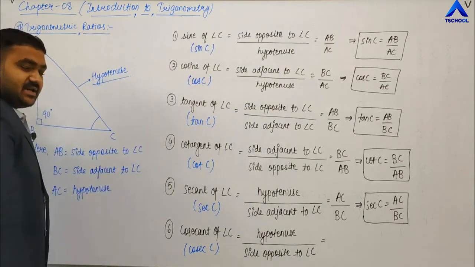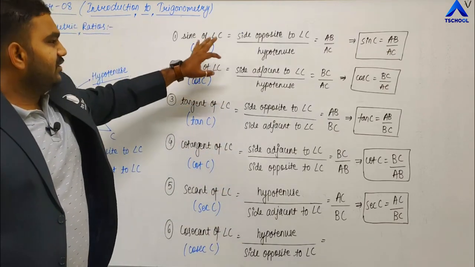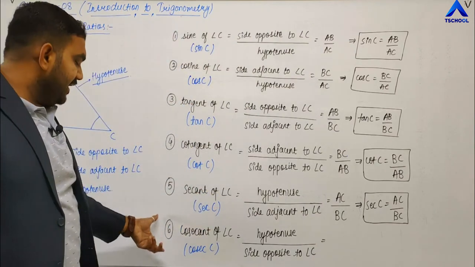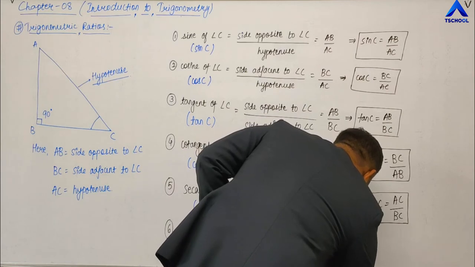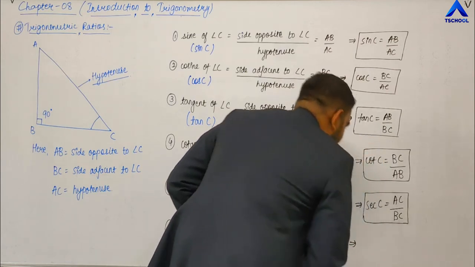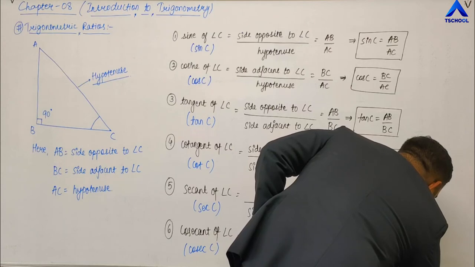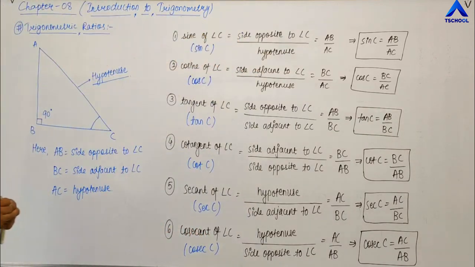And look at the first and the sixth one. Cosecant of angle C is hypotenuse upon side opposite to angle C. Sine of angle C is side opposite to angle C upon hypotenuse. So you can say that the first one, that is sine of angle C and cosecant of angle C, are both inverse of each other, and hence we get the ratio as AC upon AB. So that gives me shortly cosec C is equals to AC upon AB. That is my sixth ratio, and hence these are the six ratios that we get for this triangle, triangle ABC, having angle B as 90 degree and angle C as our reference angle, right?